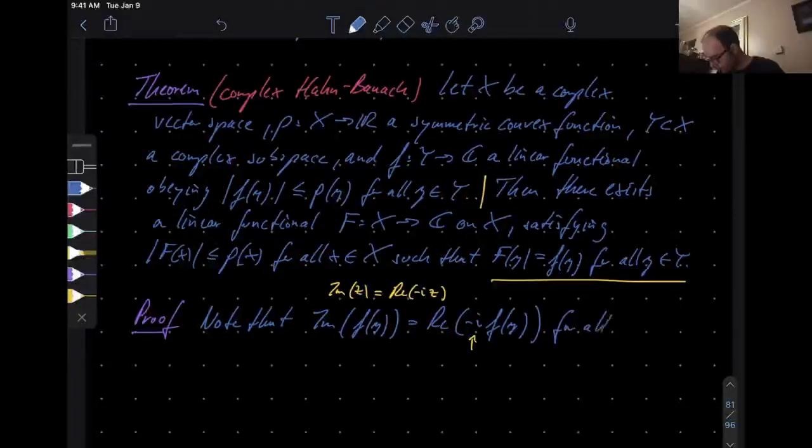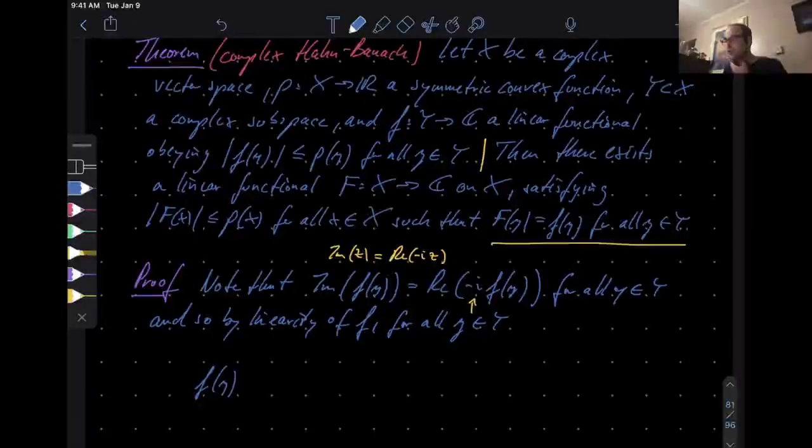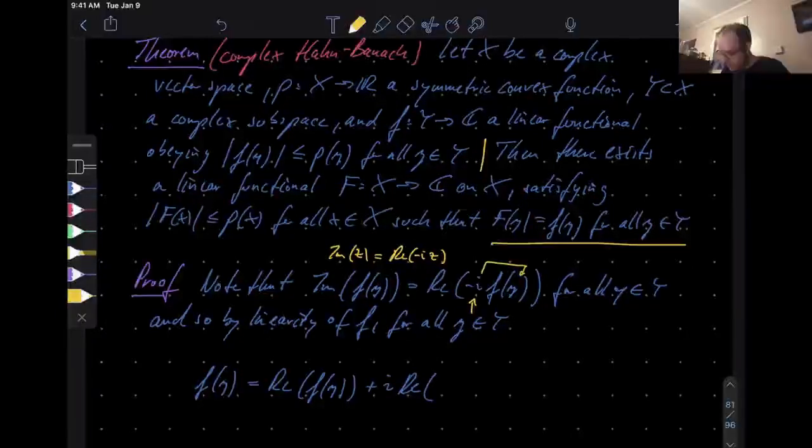All right. So this is true for all y in Y, and so by linearity of f, for all y in Y. Now what I'm going to do is write it as the real part of f of y plus i times the imaginary part of f of y, but that we already figured out is the real part of minus i f of y. Now I use the linearity, because that imaginary unit I can pull inside the f, because f is a linear functional on Y, right? That scalar out front, the negative imaginary unit, I can just pull inside. So we have f of minus i y. That's the linearity. Very good.